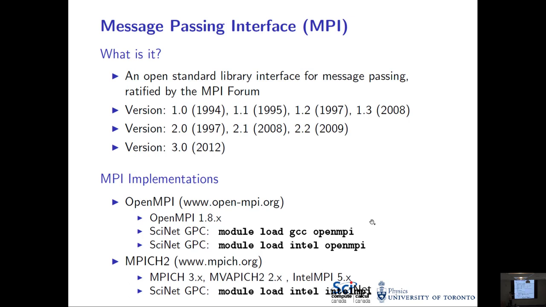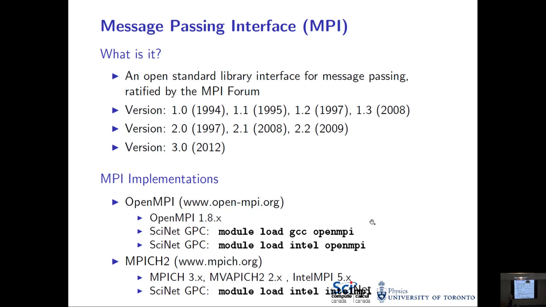MPICH 2 is the other branch. This is the one, if you use any commercial ones, Intel MPI, SGI MPI, IBM's PoE, they're all based on MPICH. And this comes out of Argonne National Labs. Also free, you can download it. They're perfectly fine. They're basically the same. Under the hood, they do things slightly differently.